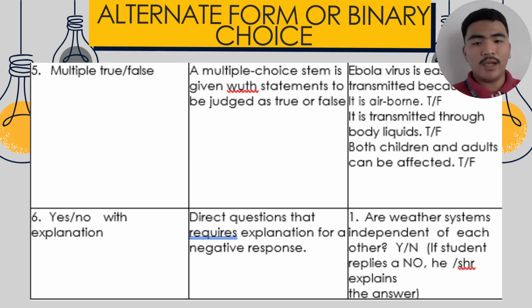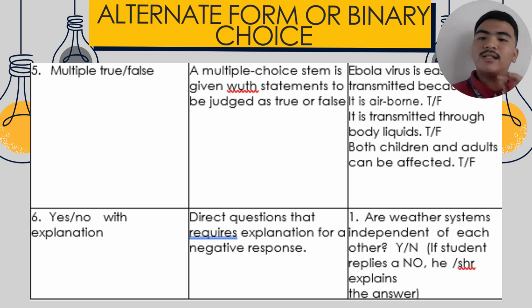Now the next question is: it is transmitted through body fluids. Somehow it is related, and it is a continuous question, no? And lastly, both children and adults can be affected. Now, what can be developed through this? It can develop more knowledge about a certain topic. For example, it talks about a virus, so it talks about a lot of facts due to the true or false.